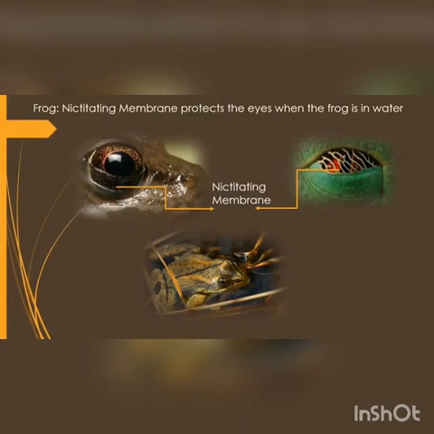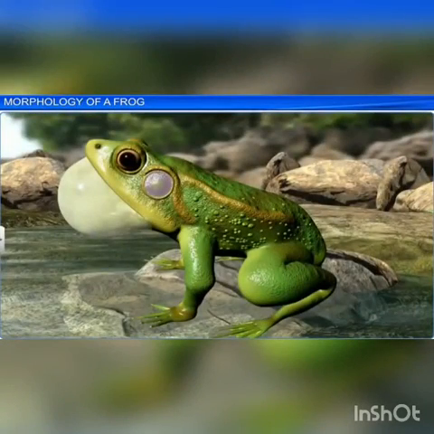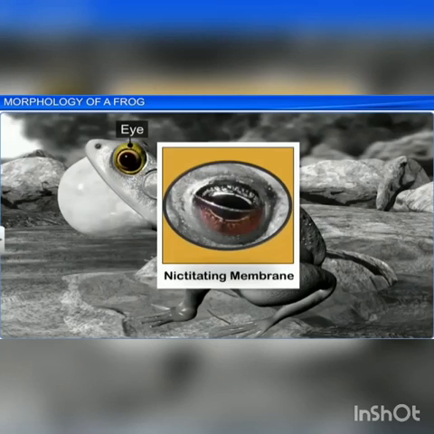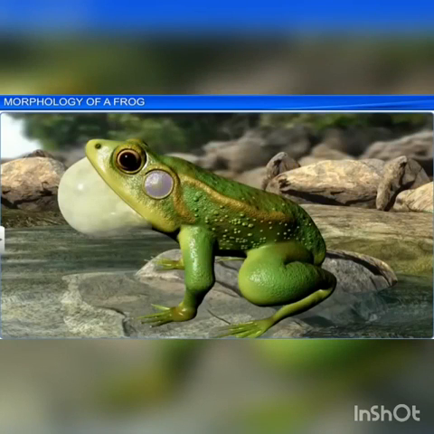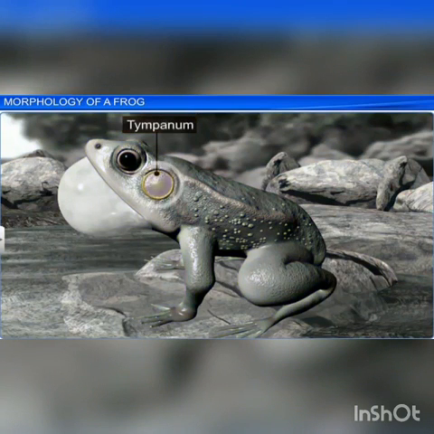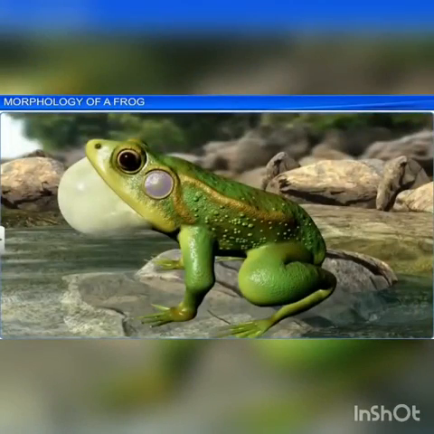So the eyes are covered by three eyelids: the thin, movable lower eyelid, the thick, immovable upper eyelid, and the third eyelid called the nictitating membrane. This membrane protects the eye when the frog is under water. A pair of tympanic membranes forms the ear drum behind the eyes on either side. Frogs have no external ears, and neck and tail are absent. So frogs have no ear, neck or tail.